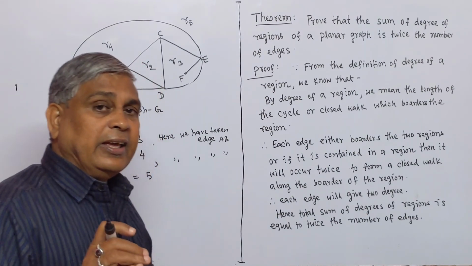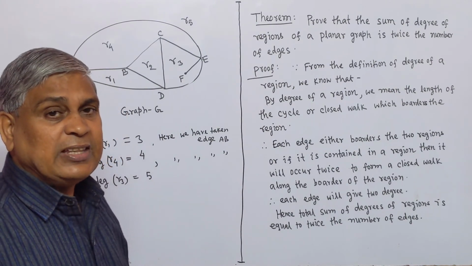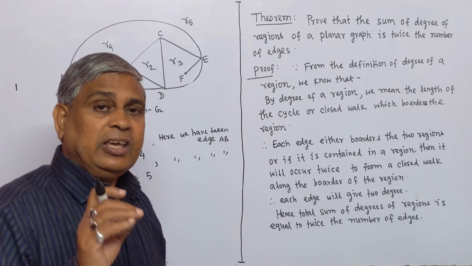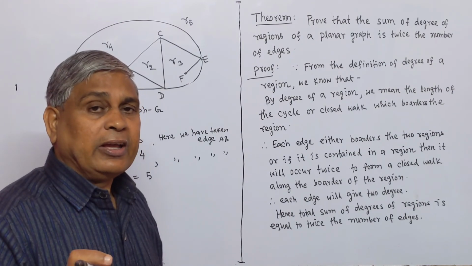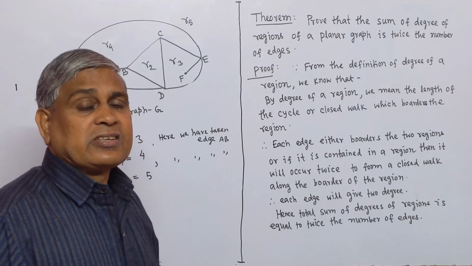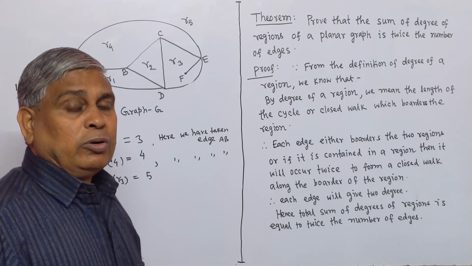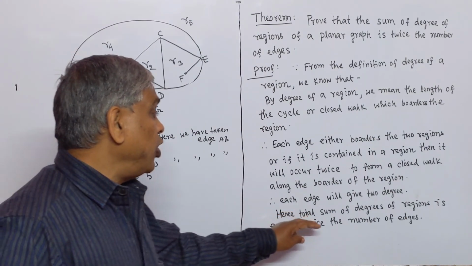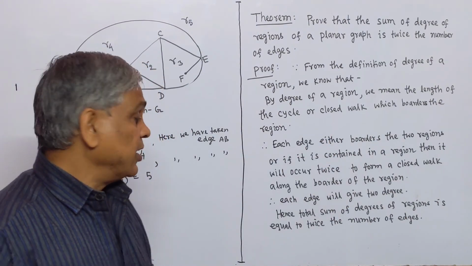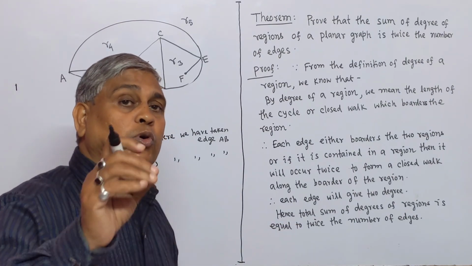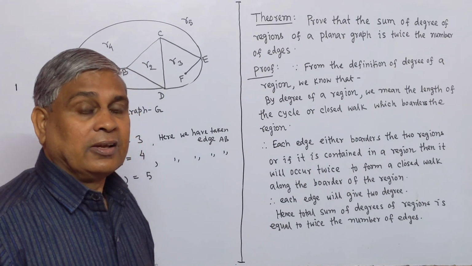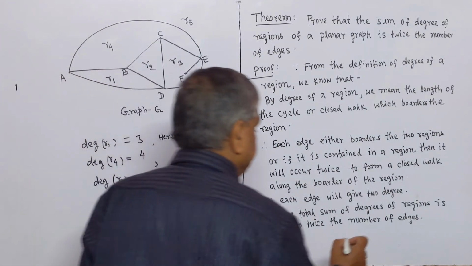So in each case we see that each edge contributes 2 degrees to the regions. So the total sum of degrees of regions is equal to twice the number of total edges. Proved.